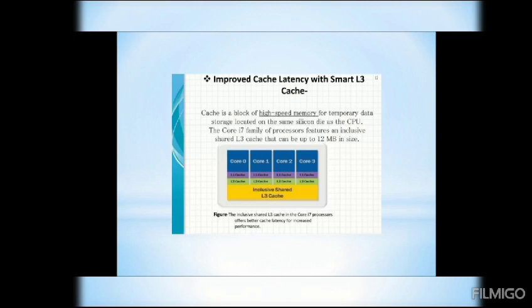Improved cache latency with the smart L3 cache. Cache is a block of high-speed memory for temporary data storage located on the same silicon die as the CPU. The Core i7 family of processors featured an inclusive shared L3 cache that can be up to 12 MB in size.